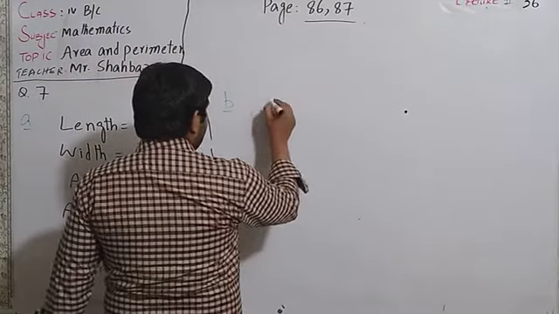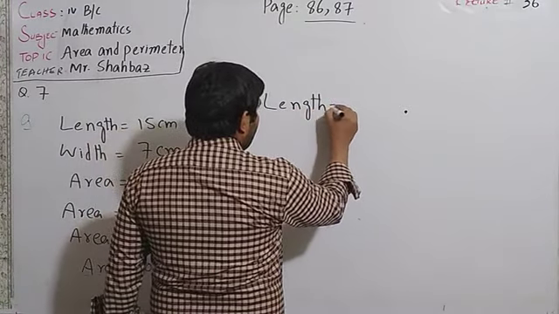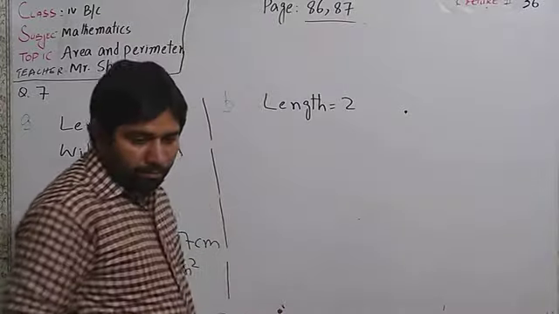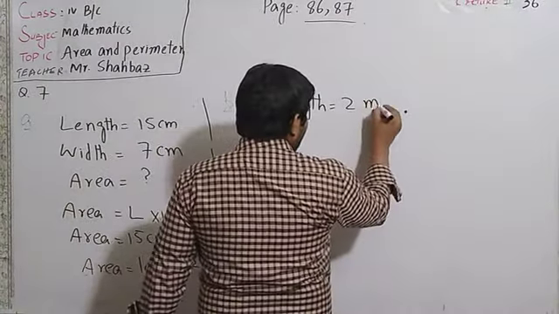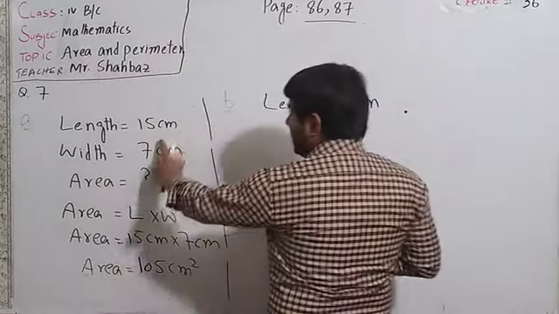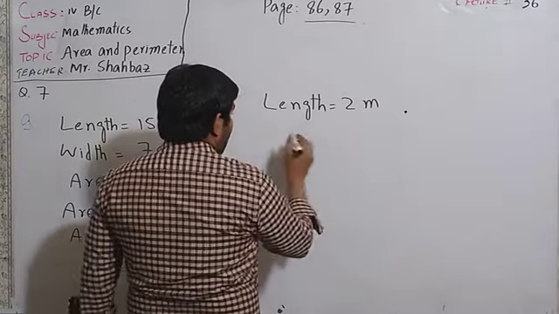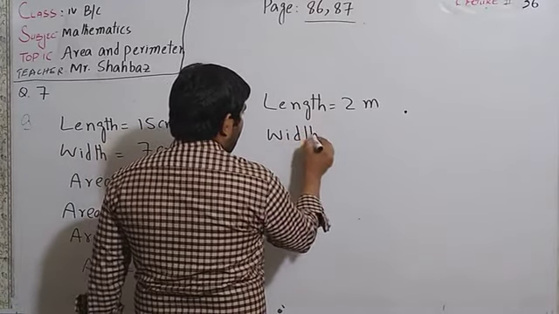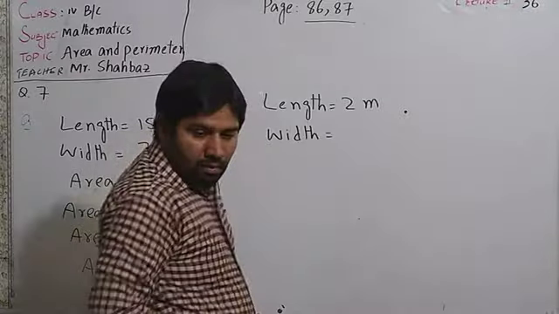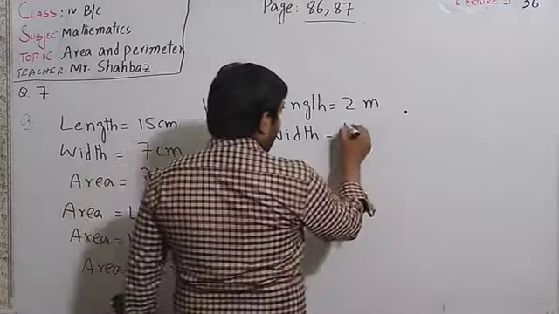Length is equal to 2 meter. Here it is meter. Before there was centimeter. Now this is meter. You have to use that unit which is given. And width is equal to 1 meter. 2 meter long, 1 meter wide.